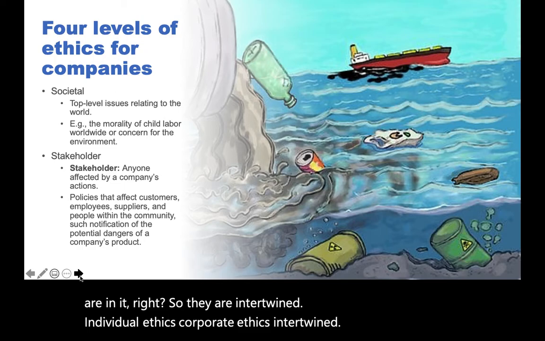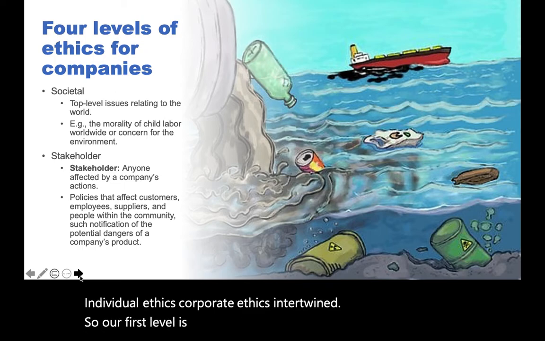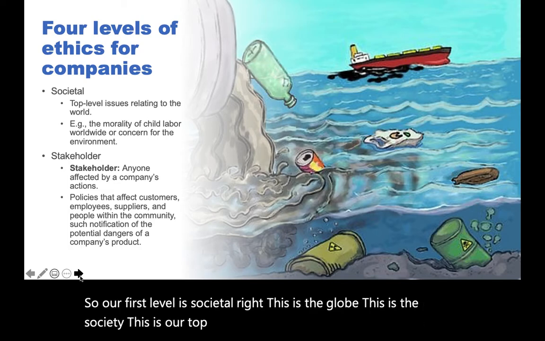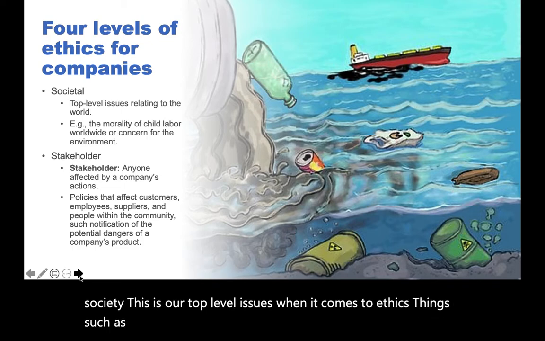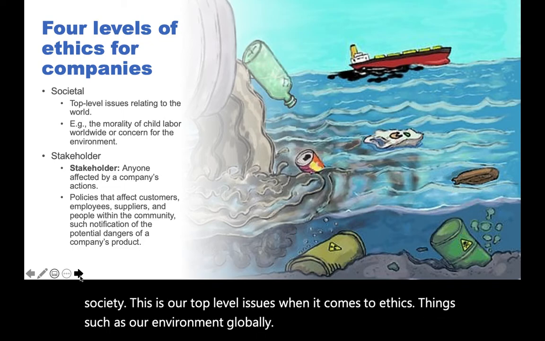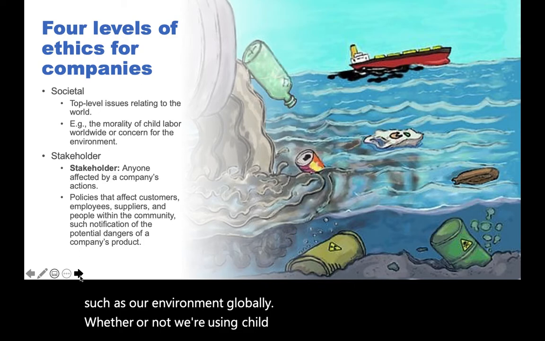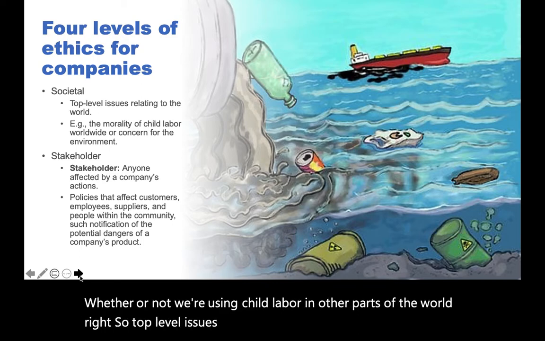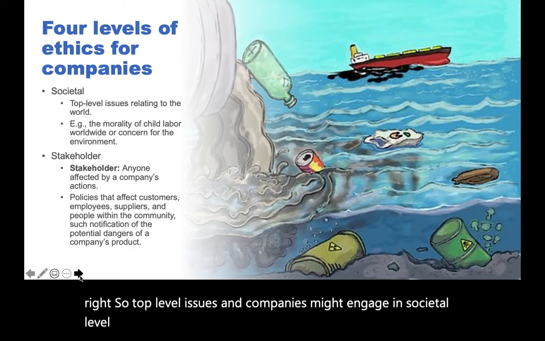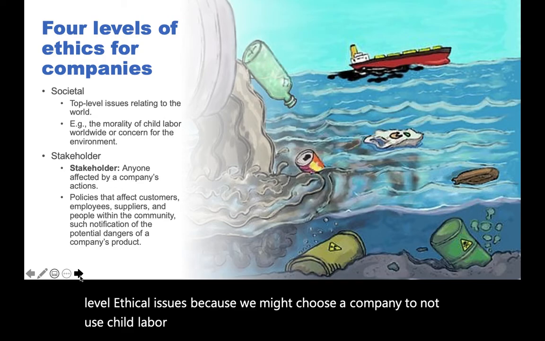So our first level is societal, right? This is the globe. This is the society. This is our top level issues when it comes to ethics. Things such as our environment globally, whether or not we're using child labor in other parts of the world, right? And companies might engage in societal level ethical issues, because we might choose as a company to not use child labor in another part of the world.